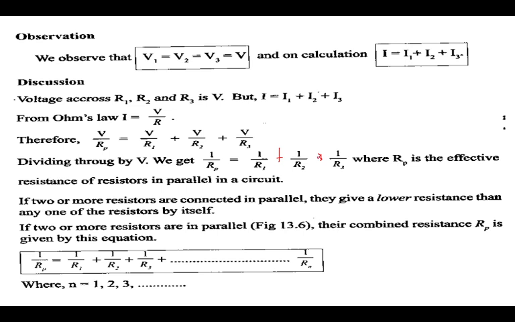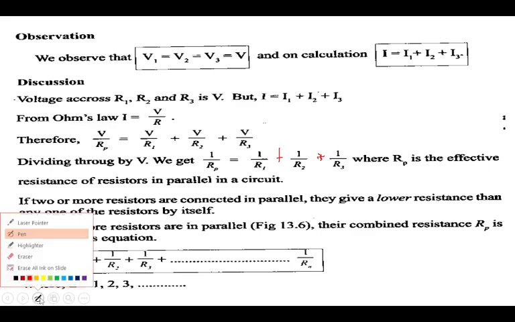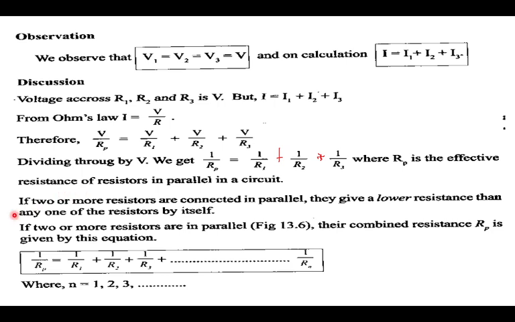So we are saying the total resistance is obtained by this relationship. It's a very powerful relationship in this topic. You cannot find total resistance unless you make use of this equation. If two or more resistors are connected in a parallel arrangement, they give a lower resistance than any one of the resistors by itself. In other words, the total resistance in a parallel circuit is usually far less than any one of the resistors that are contributing to the sum.